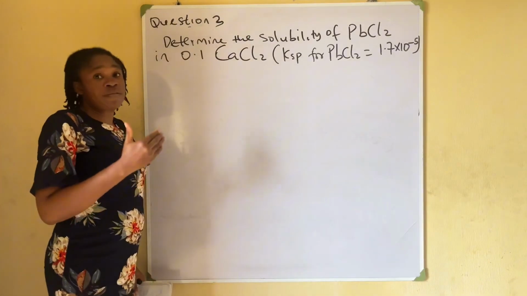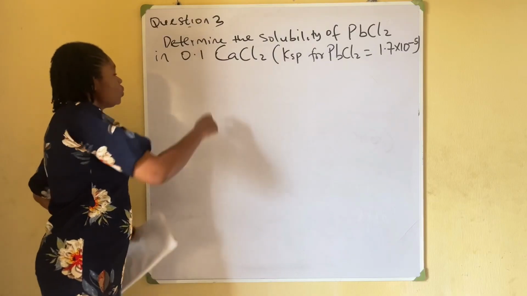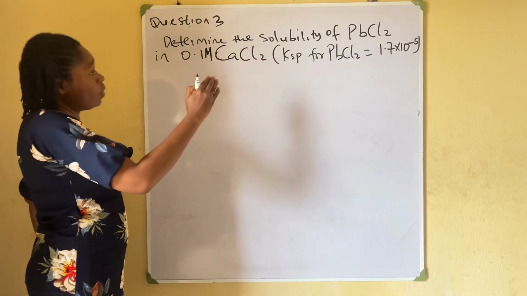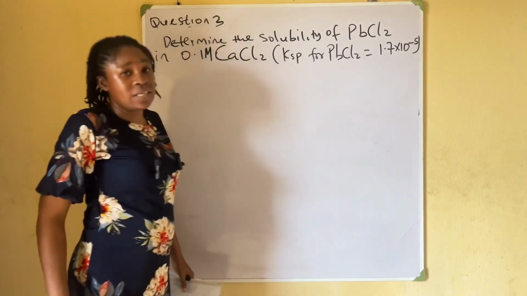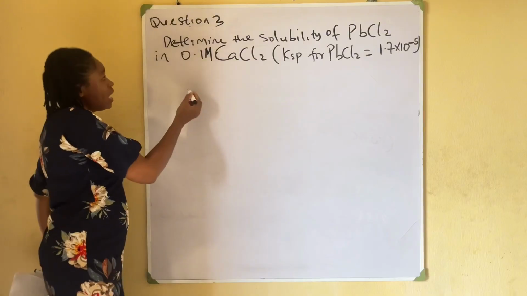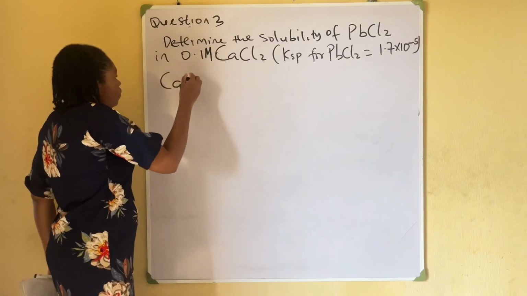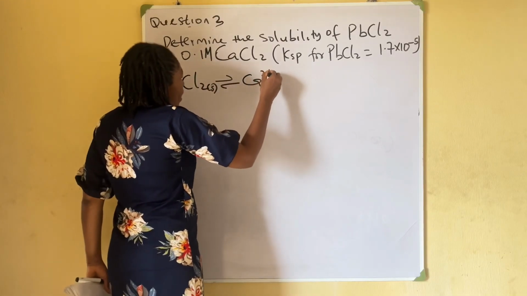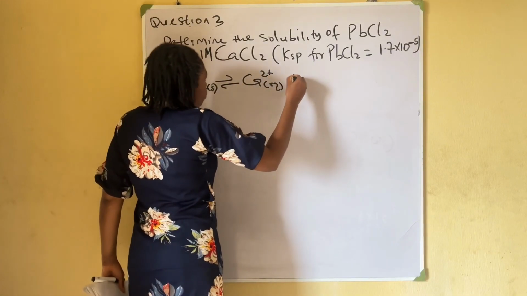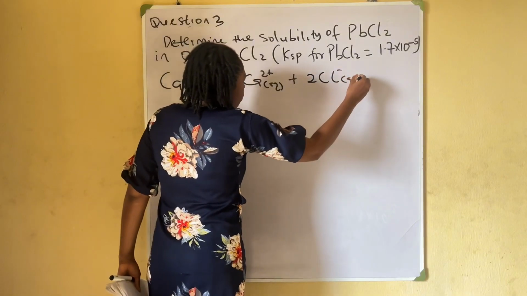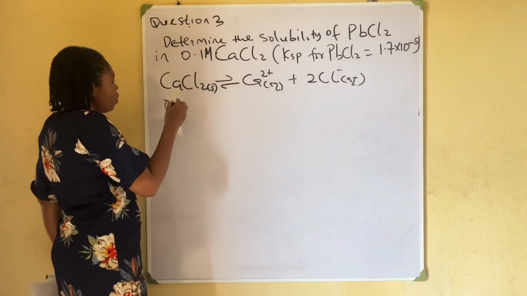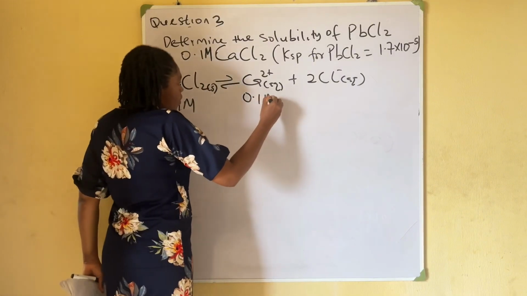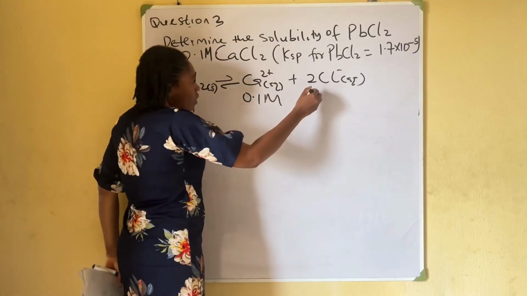Determine the solubility of lead 2 chloride in 0.1 mole calcium chloride. So the KSP for PbCl2 is 1.7 times 10 raised to the power minus 5. So we'll start by writing the equation for calcium chloride. So the ions present: calcium ion plus 2 moles of chloride ion. So if you have 0.1 molar calcium chloride, here is 0.1, and here will be what? 2 times 0.1, that's 0.2.